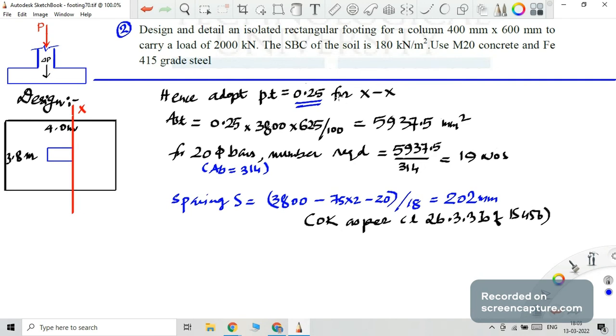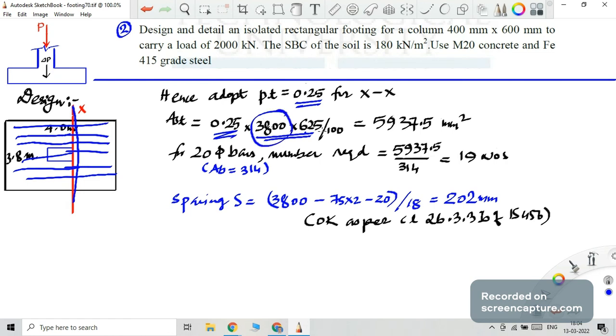That is, we are now in design for XX direction. So PT 0.25 is the value accepted, and this is the B by D, 3800 by 625, because this is XX direction. We are going to provide the reinforcement like this, of course, to be extended in this direction. So in this case, the breadth is 3.8, depth we have already calculated, dx 625 mm. Okay, so based on that, you get 5937.5 square mm as the AST.